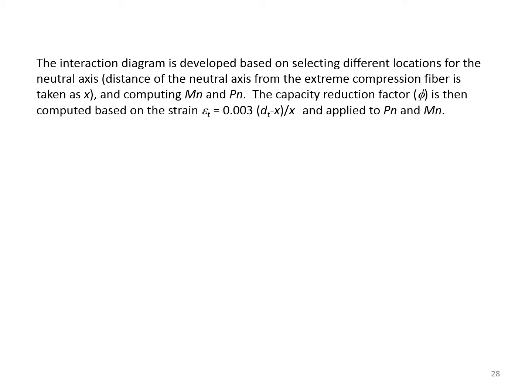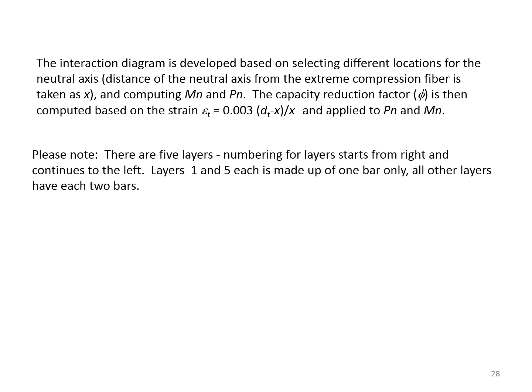The interaction diagram is developed based on selecting different locations for the neutral axis. The distance of the neutral axis from the extreme compressive fiber is taken as x, and then we compute Mn and Pn. The capacity reduction factor phi is then computed based on the strain epsilon t and applied to Pn and Mn. Please note that there are 5 layers. Numbering for layers starts from the right and continues to the left. Layers 1 and 5 each are made up of 1 bar only. All other layers have 2 bars each.